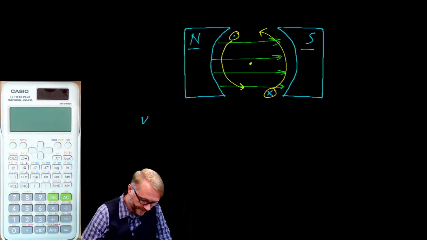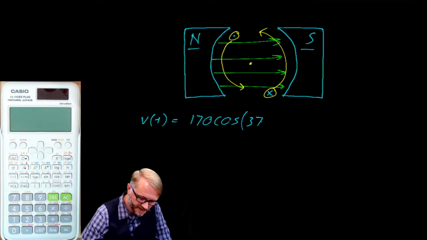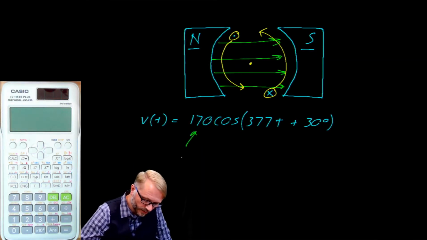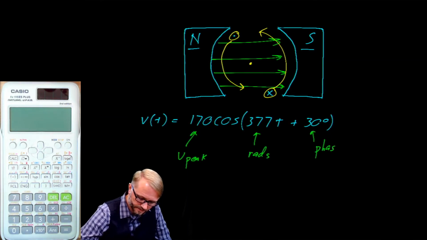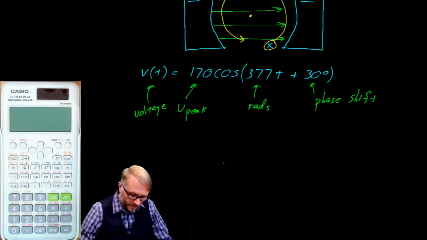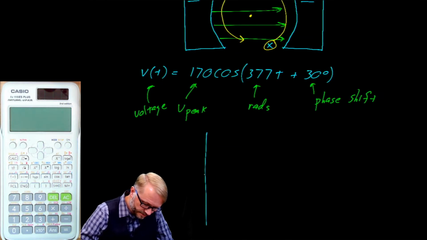For example, the voltage as a function of time is equal to 170 cosine of 377t plus 30 degrees. We already said this was the peak voltage. This was our angular frequency in radians per second, and this was our phase shift. Oh, and of course, this here is the voltage. We can plot this as a function of time.